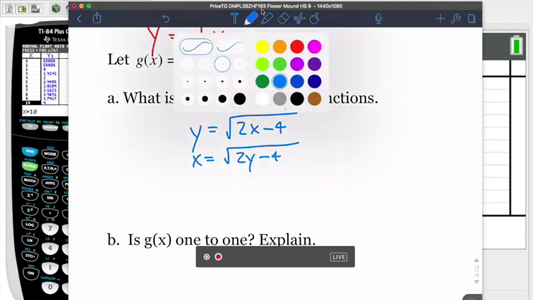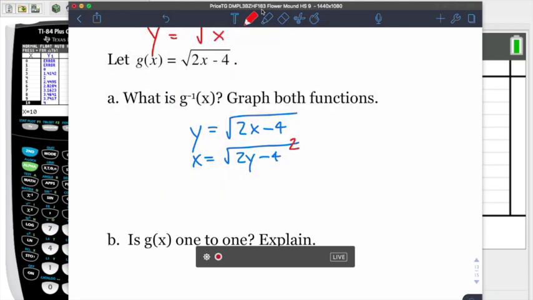Alright, but to cancel out a square root, we're going to square both sides. So this is going to be x squared equals, and then this stuff kind of takes care of itself right there. So that'll be 2y minus 4 like that. Okay, and then afterwards, we need to add 4 to both sides.